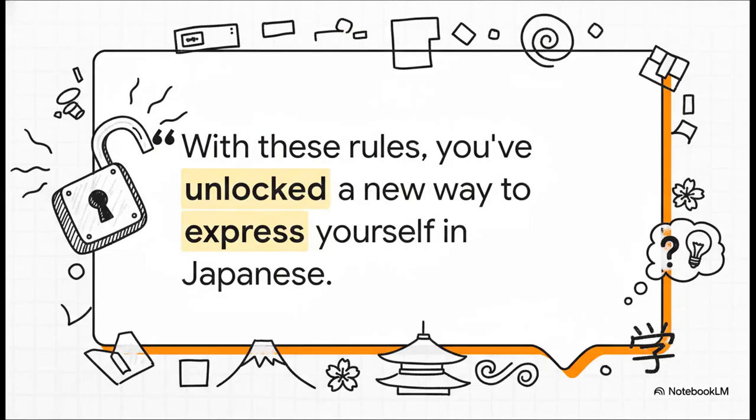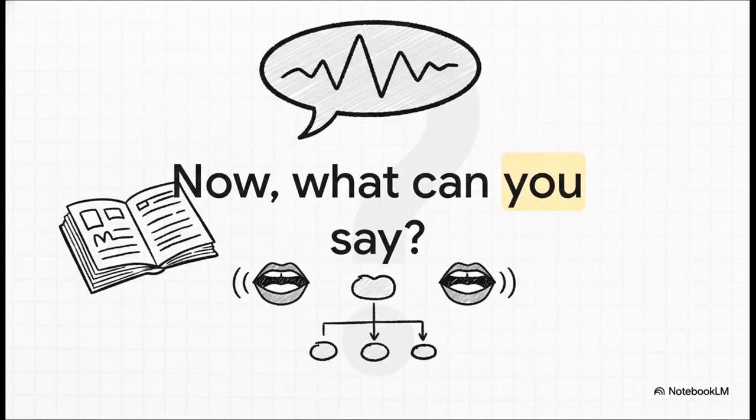And that's really the crucial thing here. This isn't just some abstract grammar lesson you have to memorize. By really getting these rules down, you have genuinely unlocked a completely new way to express yourself. You can now start talking about your skills, your opportunities, your possibilities, all in Japanese. So, we've walked through the mechanics, we've seen the patterns in action. The only question left is probably the most important one. Now that you have this key, what doors are you going to unlock? What can you say now?